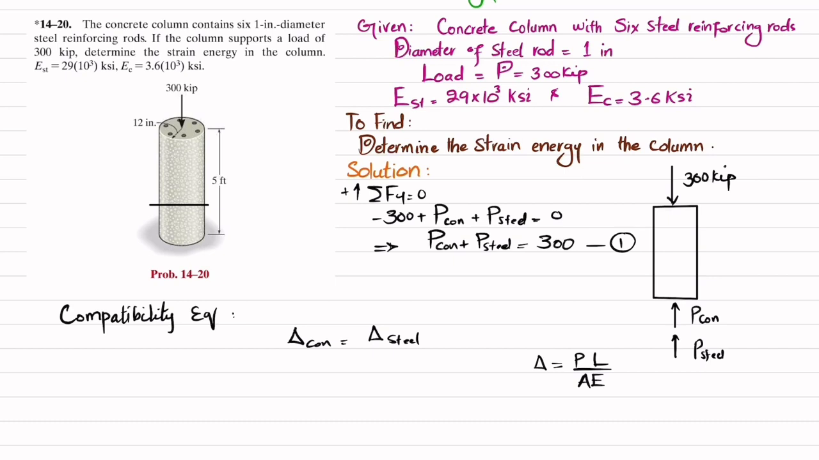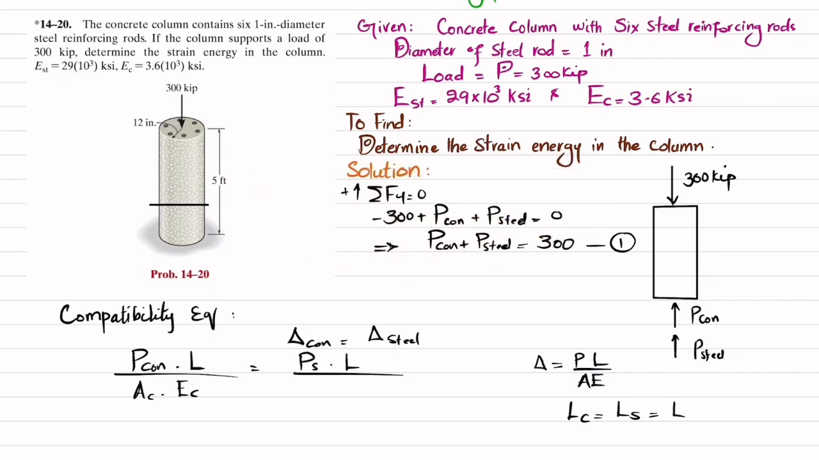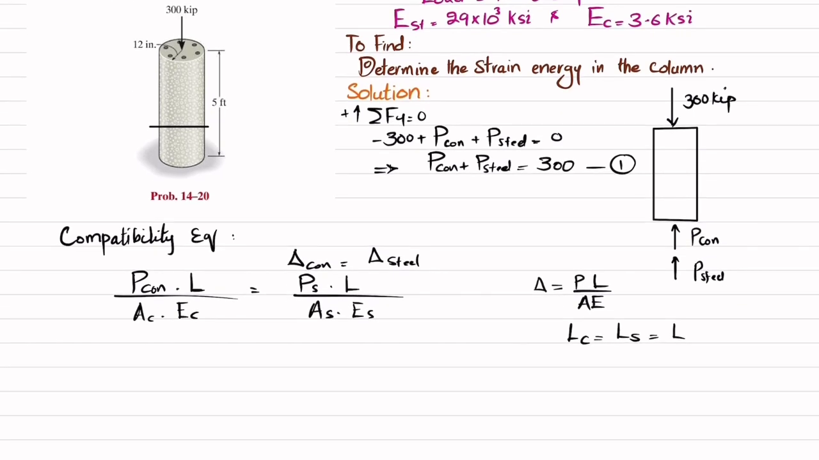Clear? So for concrete I will write P of concrete into length, both lengths are same, length of concrete is equal to length of steel, and that is equal to L, divided by area of concrete into E of concrete, that will be equal to P of steel into L of steel, which is equal to L divided by area of steel into modulus of elasticity of steel. So you can see this L will cancel with each other, so we will be left with P of concrete divided by area of concrete into EC is equal to PS divided by AS into ES.